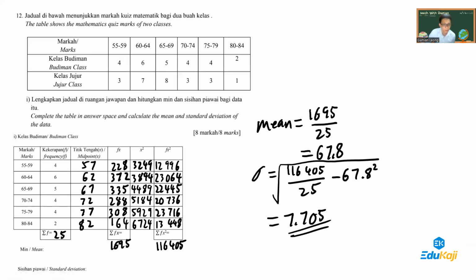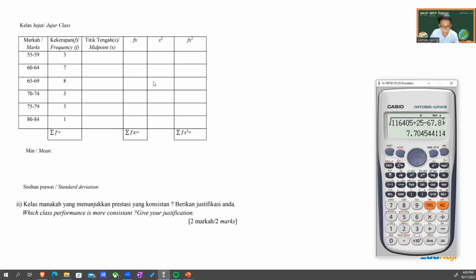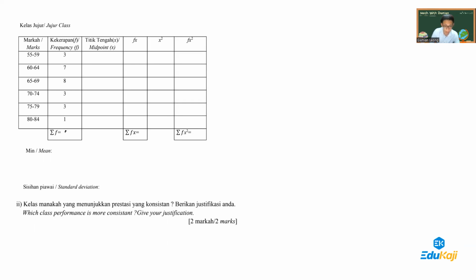For the first one, for the Budiman class. I also have to do the same thing for class Juzhou. So add up all the frequency. 3 plus 7 plus 8 plus 3 plus 3 plus 1, 25 as well.